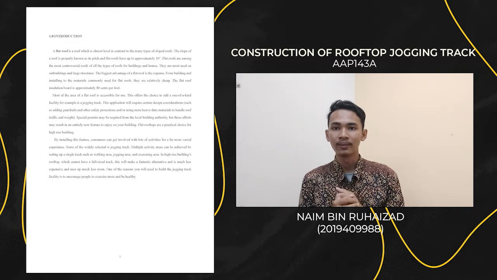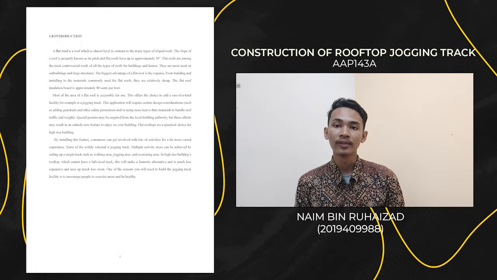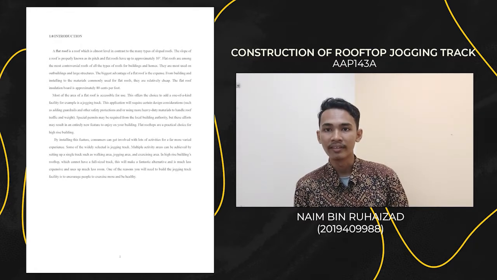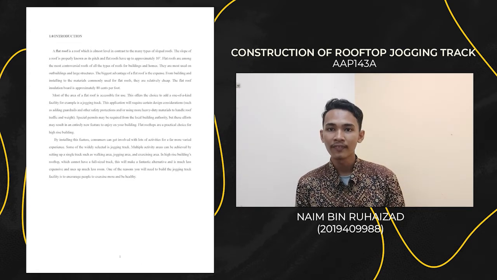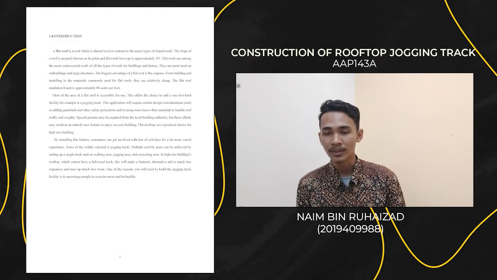Today I'm going to present about a flat roof. A flat roof is a roof which is almost level, in contrast to the many types of sloped roof. The slope of a roof is properly known as a pitch, and flat roofs have up to approximately 10 degrees. Flat roofs are among the most controversial roofs of all the types of roofs for buildings and homes. They are most used on outbuildings and large structures.